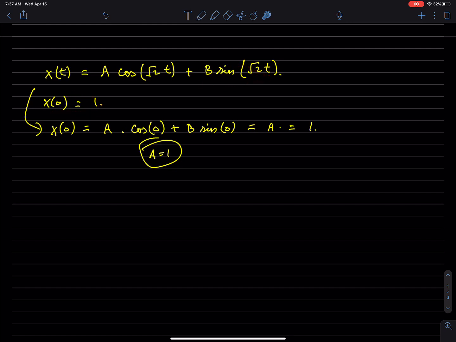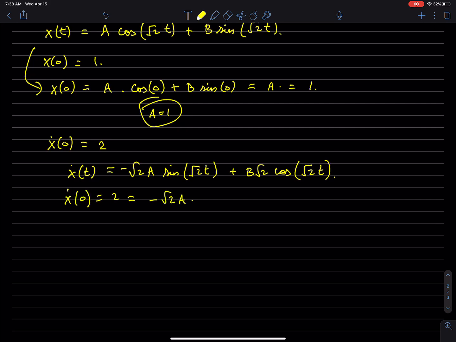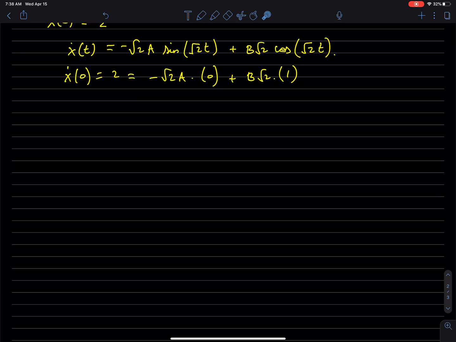B you get by using the expression for x dot. So x dot of 0 is given to be 2, and x dot of t, you can differentiate this and get minus square root of 2 a sine square root of 2t plus b square root of 2 cosine square root of 2t. That's the derivative of this quantity. And then we can plug in x dot of 0 equals 2 equals minus square root of 2 a times 0, because sine 0 is 0, then plus b square root of 2 times 1, because cosine 0 is 1. So what we get is b equals 2 over square root of 2, or square root of 2.